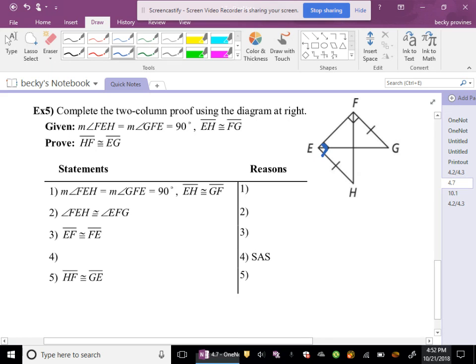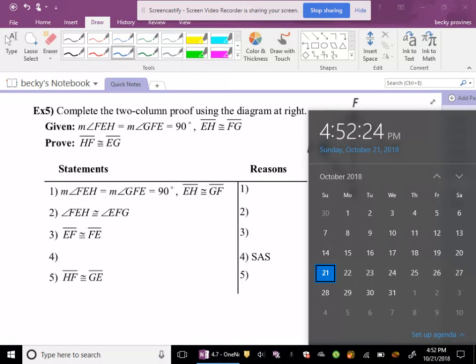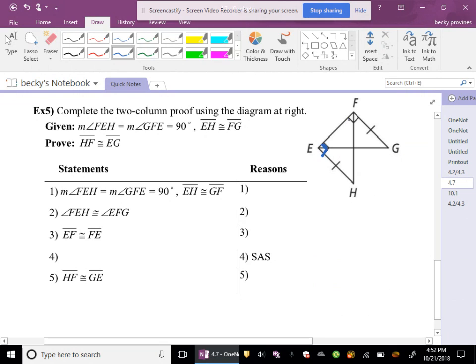And GFE. Now this is already drawn in on the picture. They're both 90. We also know that GH is congruent to FG. And so I'm just going to go ahead in my proof and write that all of that information is given. Okay, now for step number 2, they're trying to help us.